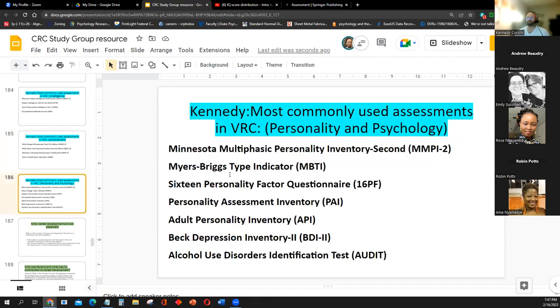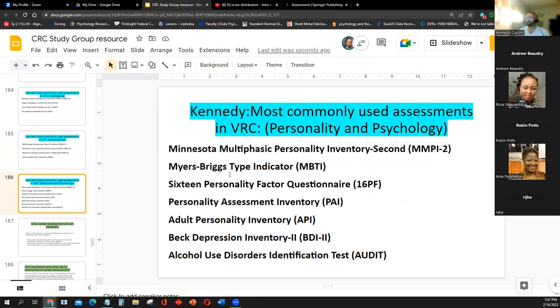Last but not least, you also have the personality ones as well: the Beck Depression Inventory, the Myers-Briggs Type Indicator, and so forth. So in your roles, when you do the assessment, you have a lot of tools available to you, but as long as you know who your audience is, that's what you can use to run your assessments.